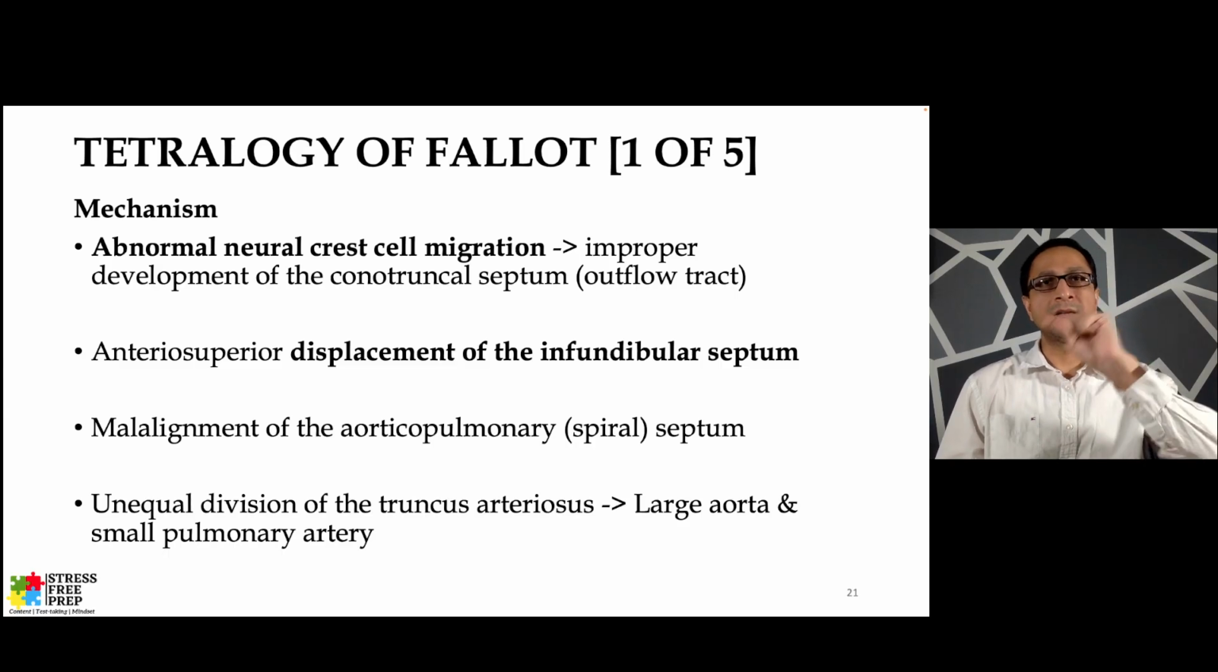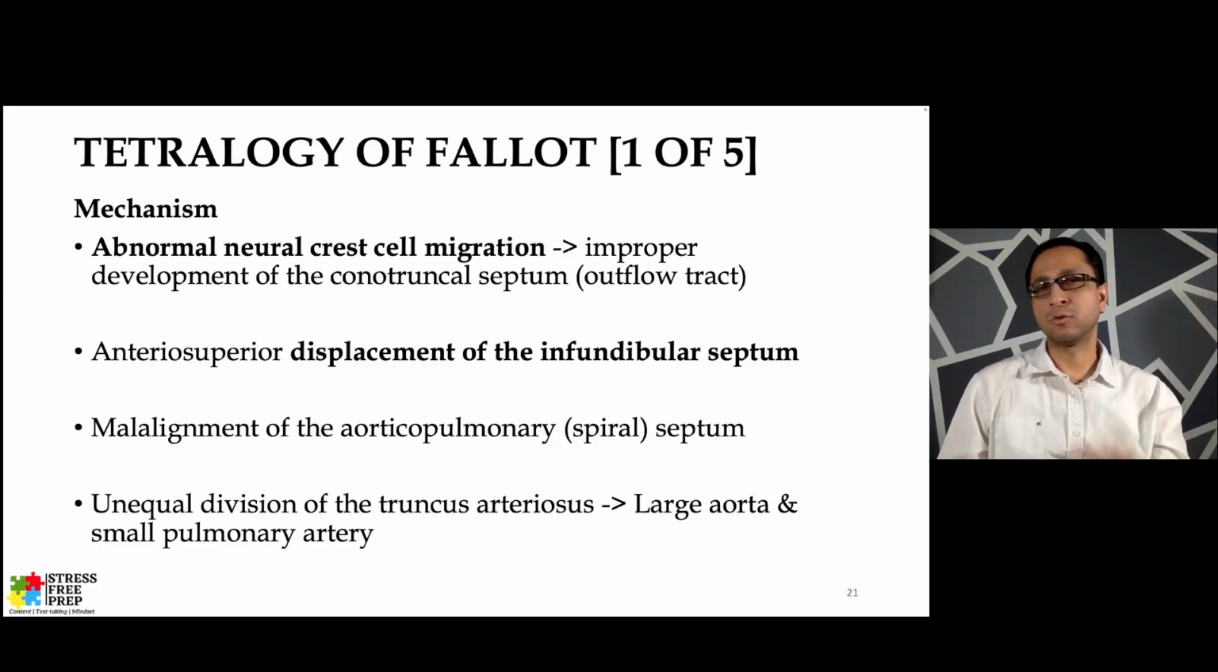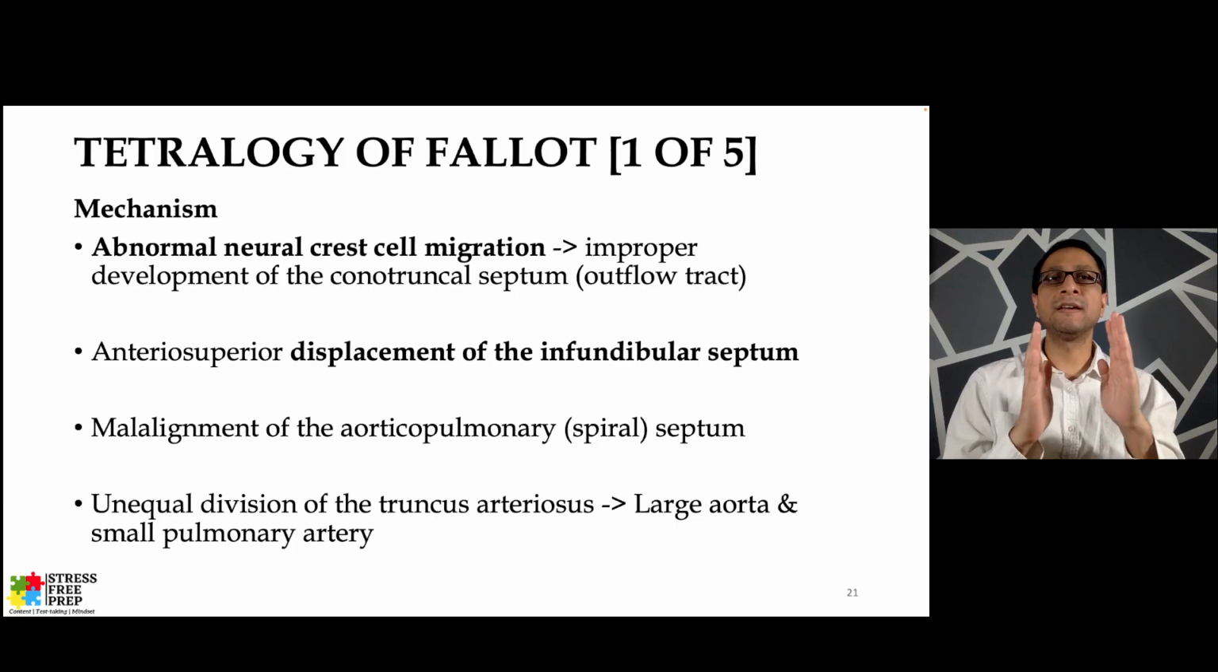Conotruncal septum is the outflow tract, the tract through which the blood flows out of the heart. So the aorta and the pulmonary artery. Those are the two places we are referring to. What that does is it causes an anterior-superior displacement of the infundibular septum, and that causes a malalignment of the aorticopulmonary septum.